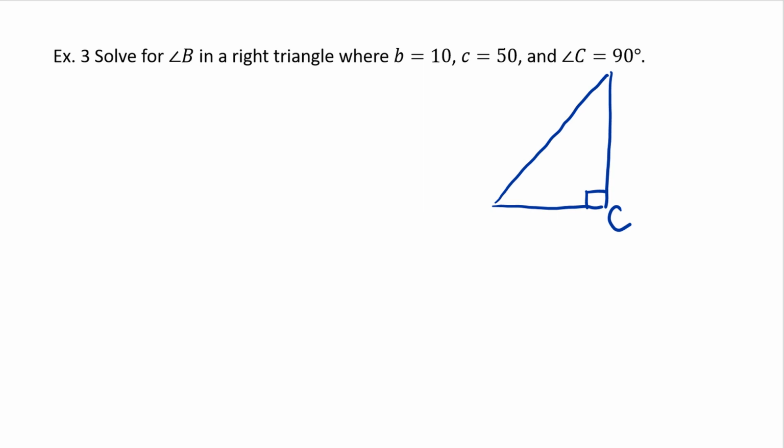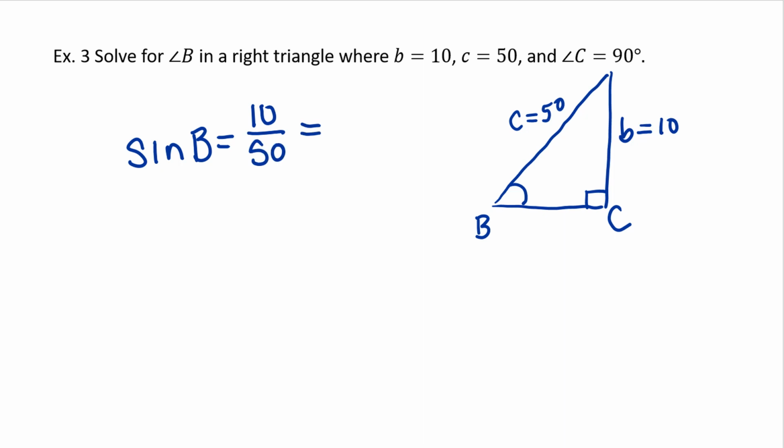We need to find B, so I'll call one of the angles B, and the side opposite B will be the length that we are given as length 10, and the side opposite the 90-degree angle is C, and that length is 50. Now we are solving for B, so what trig functions do we have? We have a measurement for the length opposite and a measurement for the hypotenuse, which tells us sine is our trig function of choice. So we'll say that sine of B is equal to 10 over 50, which we can just reduce to 1/5.